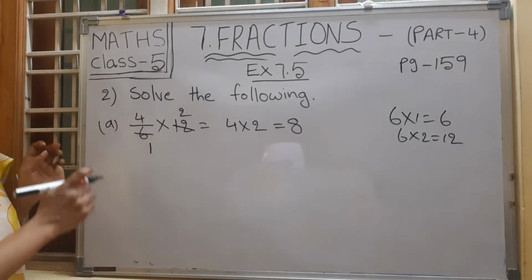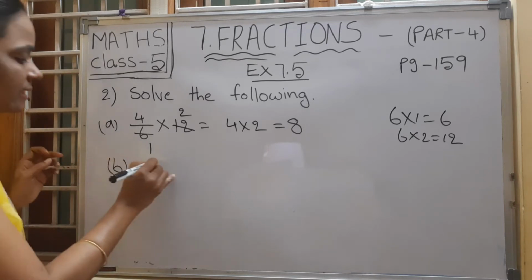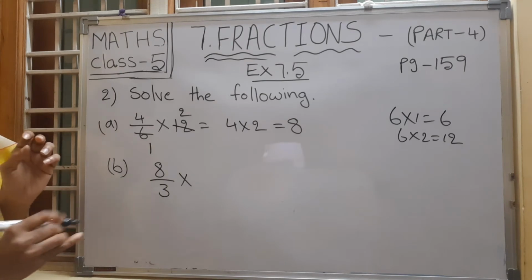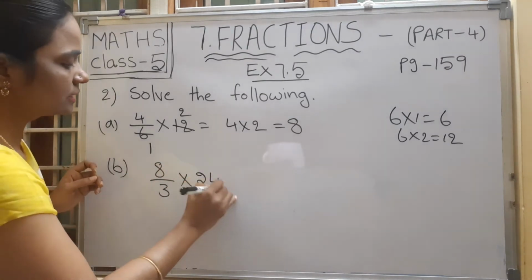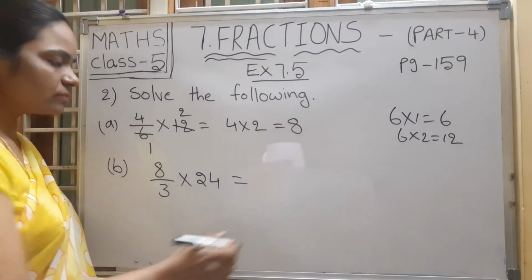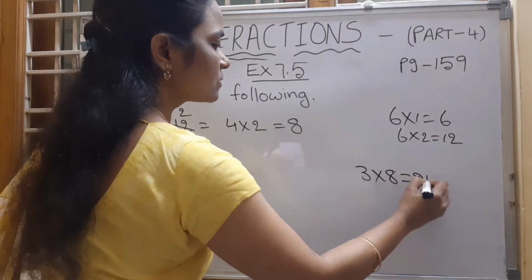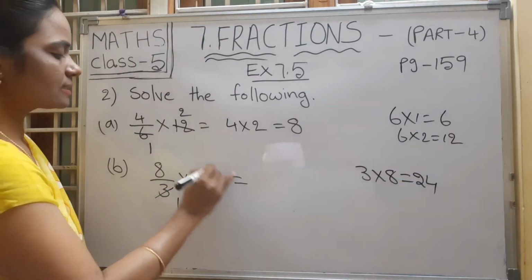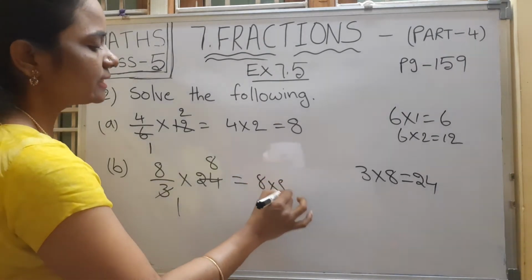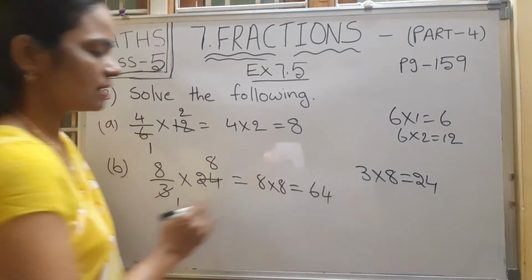Next bit. B bit. Take B bit. 8 by 3 into 24. Yes, 3 and 24. In 3 table, when do you get 24 children? Very good. 3 8s are 24. So 3 1s are 3, 3 8s are 24. So 8 into 8. How much children? 8 8s are 64 is the answer.